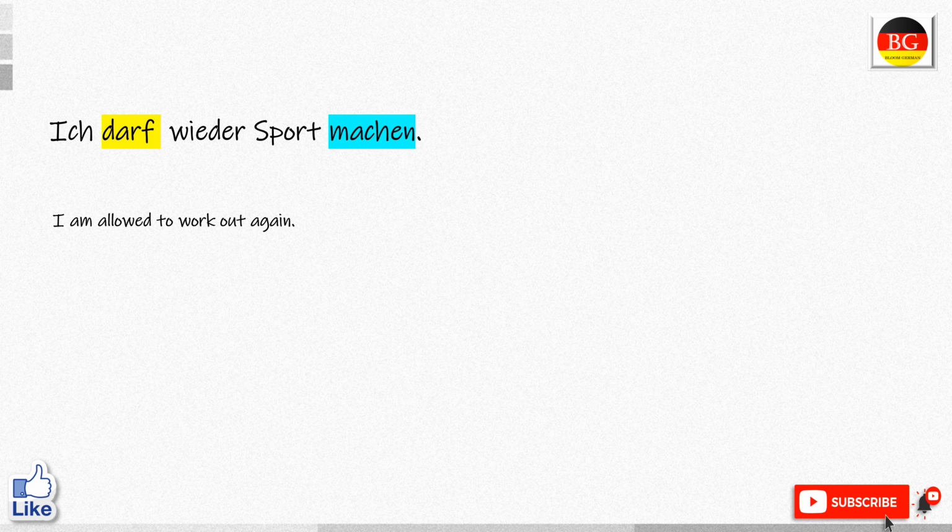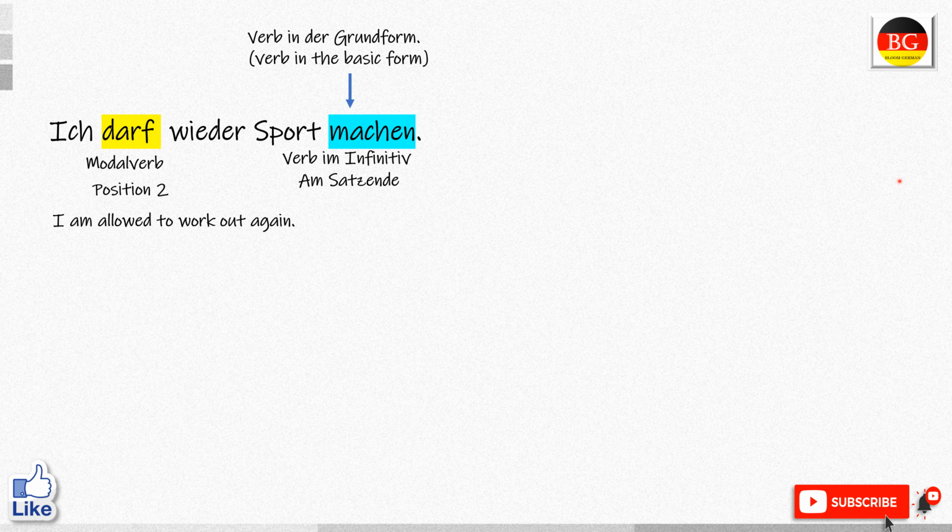Ich darf wieder arbeiten. I am allowed to work out again. So what is the rule here? Subject plus modal verb in conjugated form plus object, and the main verb comes at the end of a sentence. Again, darf is a modal verb in conjugated form; it takes position 2, and the main verb comes at the end of the sentence.